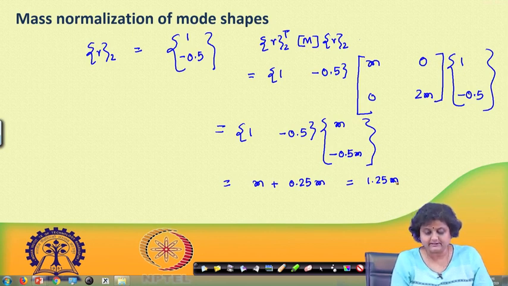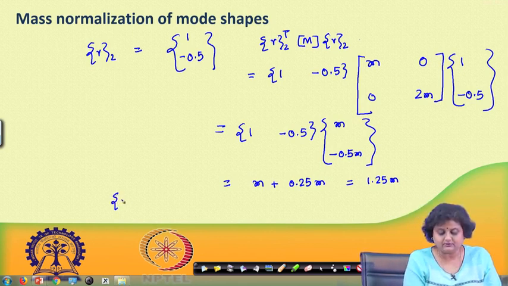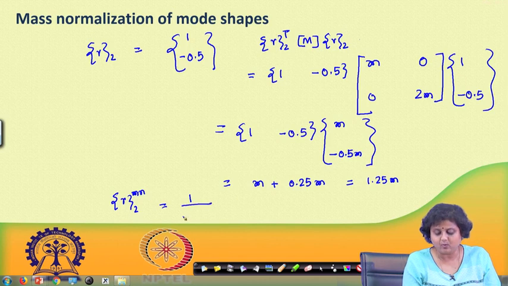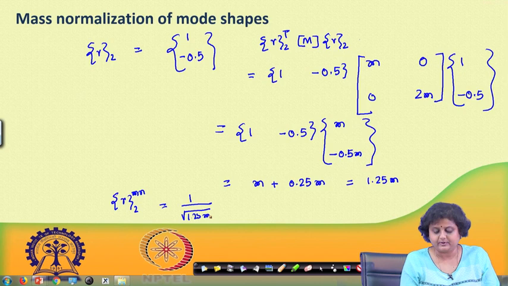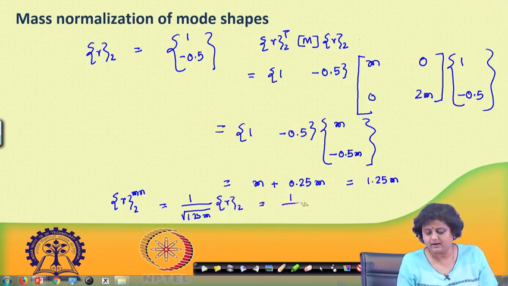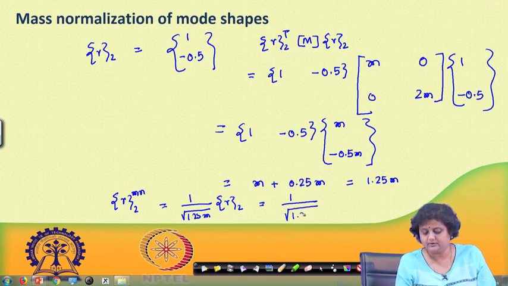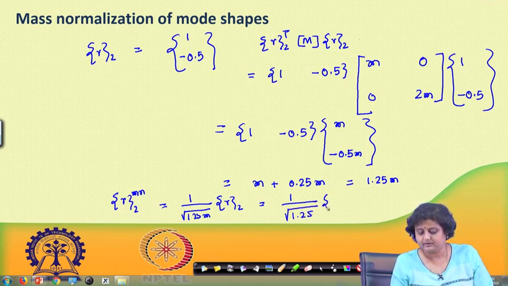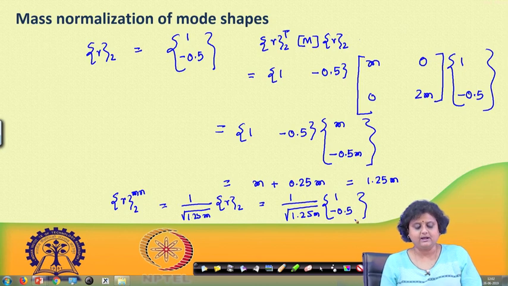So if I find out the normalized mode shape, mass normalized mode shape, this is going to be 1 by 1.25 m into R2, which is going to be 1 by root over 1.25 into 1 and minus 0.5. So, this is my mass normalized mode shape 2.